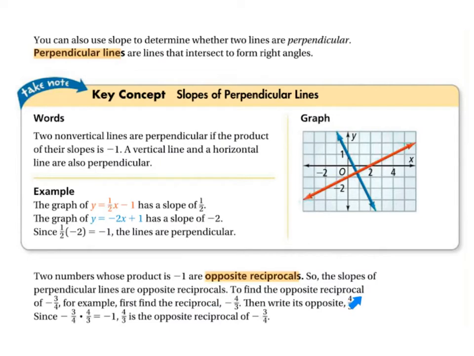To find the opposite reciprocal of -3/4, for example, first find the reciprocal, flip it, and then write its opposite. Change the sign to its opposite, 4/3, okay? Since -3/4 times positive 4/3 equals -1, this is the opposite reciprocal. You're going to get good at this quickly.